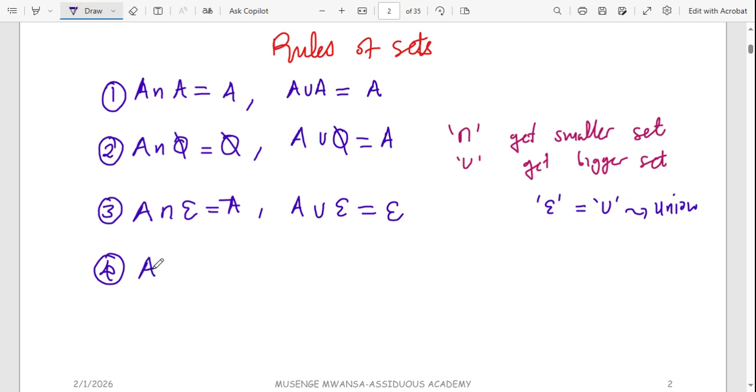So any set intersection its complement. Now you don't have anything common between a set and outside the set. In other words, you cannot find an element inside you and outside you. The other time I told you that you cannot be positive and negative.